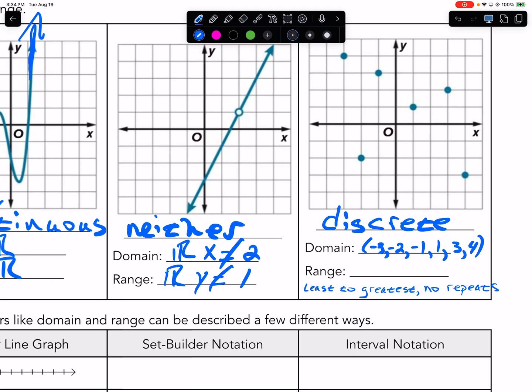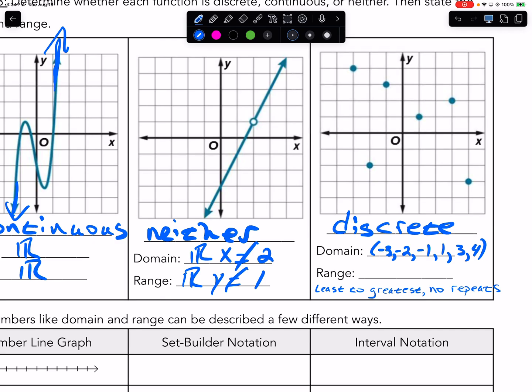Then range values, we start with the smallest, because it's least to greatest. So the smallest y value is what? -3, -2, 1, 2, 3, 4. So -3, -2, 1, 2, 3, 4. And you can just go from the dot over to the y-axis. That's how you know. So we have -3, -2, 1, 2, 3, 4.